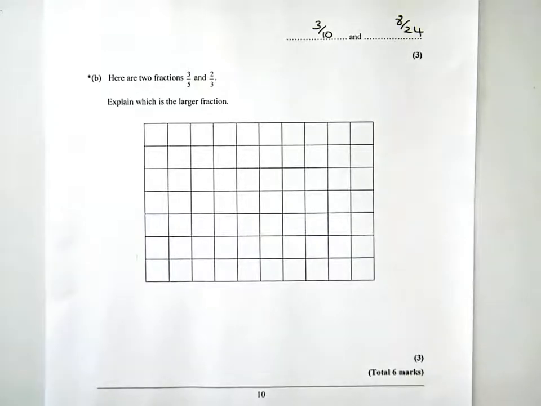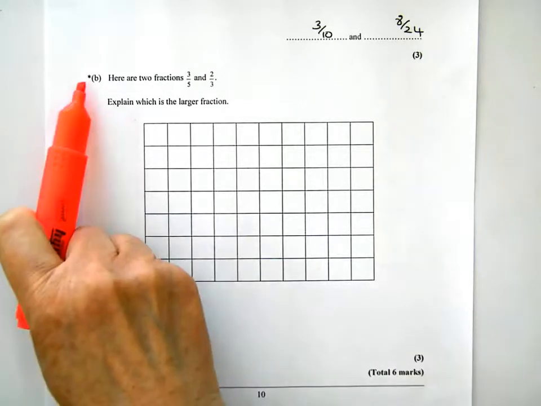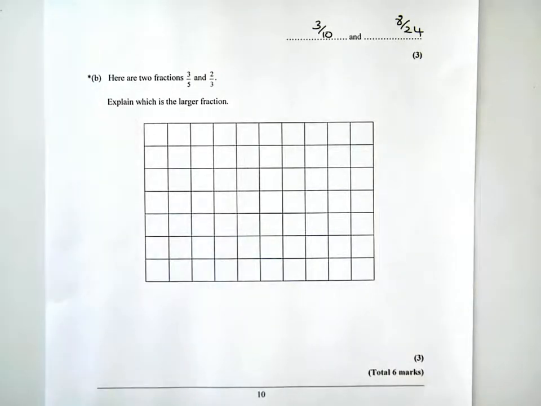Okay, part B. We can see that part B is an asterisk question, which means that you've got to explain your answer clearly. So here are two fractions, 3/5 and 2/3. Explain which is the larger fraction.